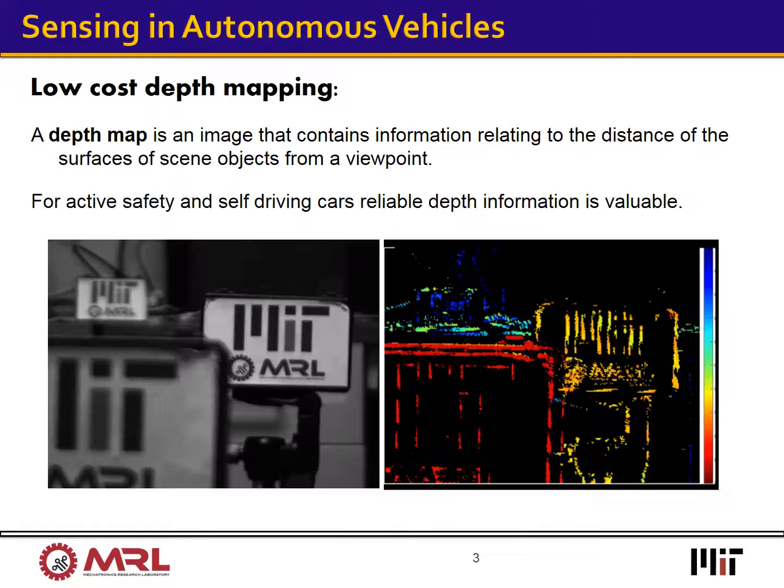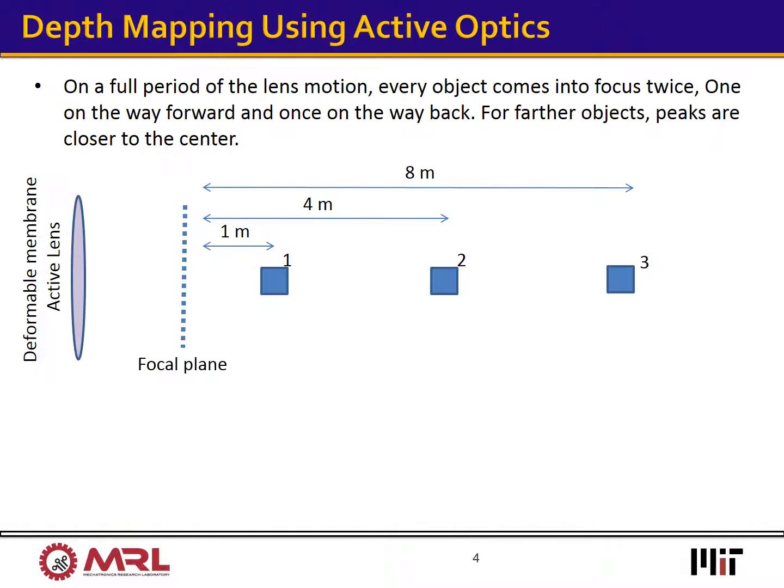Vision carries a lot of information about the environment. In one of our approaches to sensing, we augment the vision data with depth information using active optics. On the left, you can see a grayscale camera image, and on the right is the corresponding depth map obtained based on our methodology.